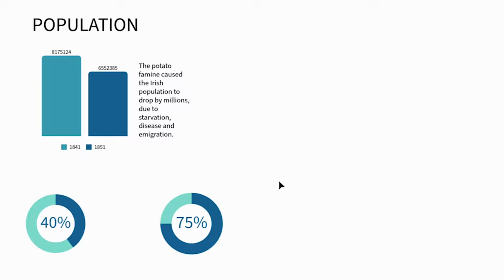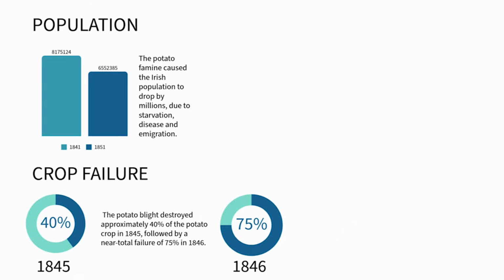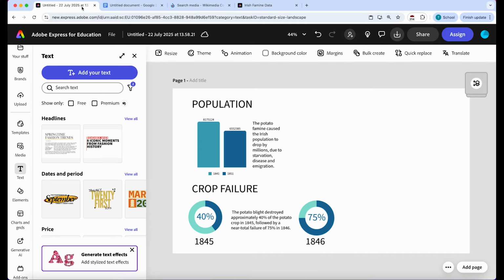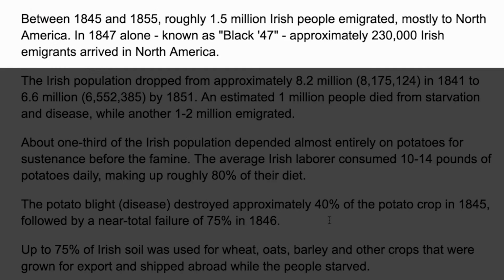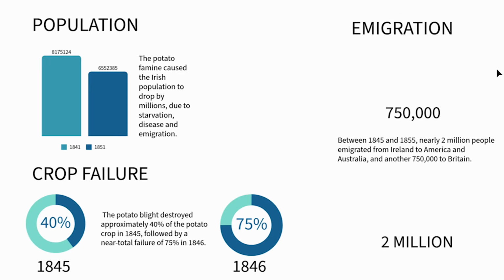And again, I'm going to add a title and a little bit of text explaining these statistics. So there we go, there's some more statistics there all about crop failure. And now I'm going to look at emigration, which is when people move to another country. Of course, millions of people fled Ireland from the potato famine and made new homes in places like America, Australia, and the British mainland. So here we go, I've added my statistics and my bit of text.